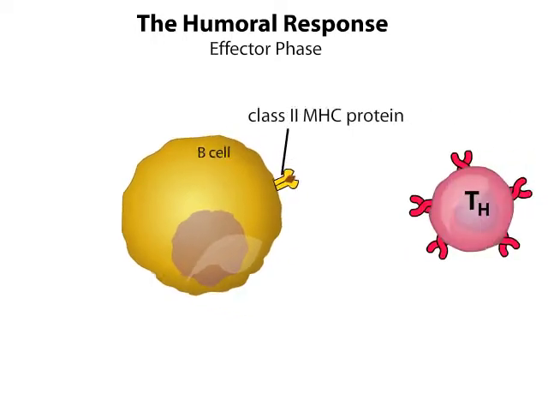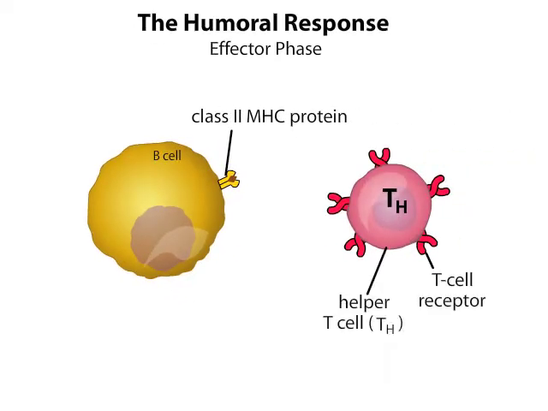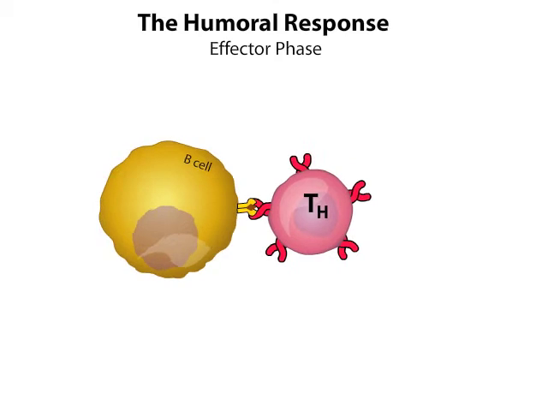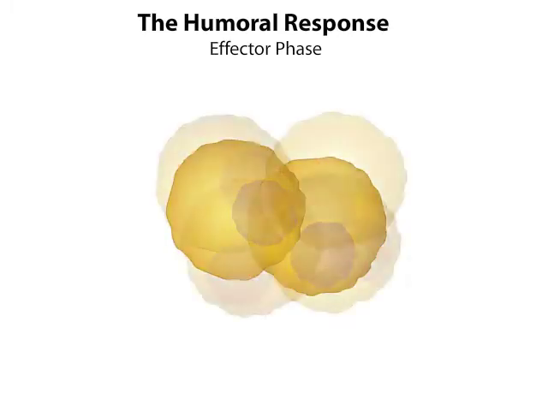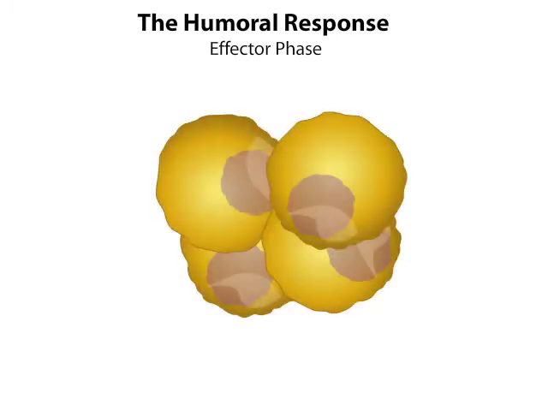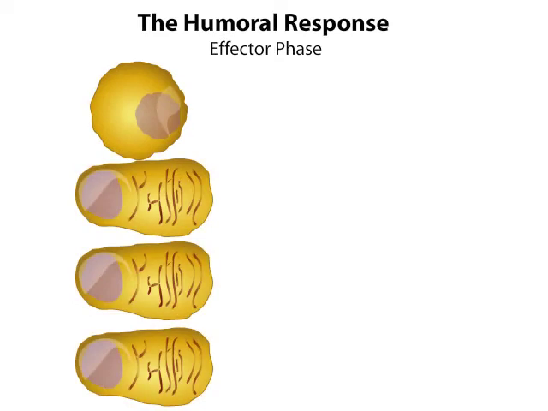A helper T cell from the clone of cells in the activation phase can now bind to the antigen displayed by the B cell. The T cell receptor specifically recognizes the antigen on the class II MHC protein. Upon binding, the helper T cell releases cytokines that stimulate the B cell to divide and create a clone of identical cells. The resulting B cells develop into either long-lived memory cells or into antibody-secreting plasma cells.